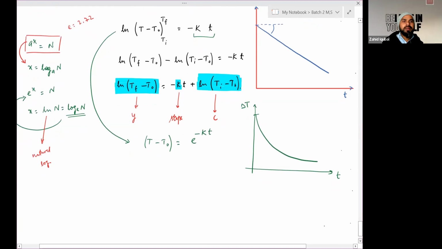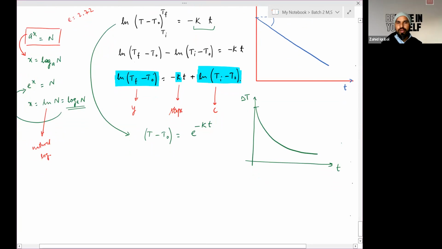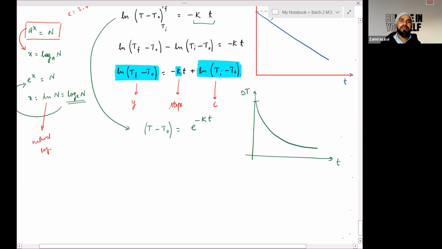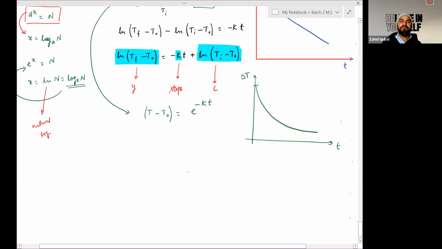Okay. Now, this log term and exponential term will be very difficult to simplify. So let me define a shortcut method to solve numericals on the basis of Newton's law of cooling.